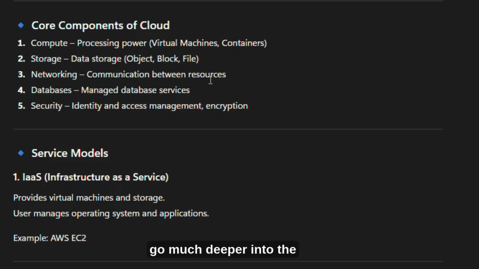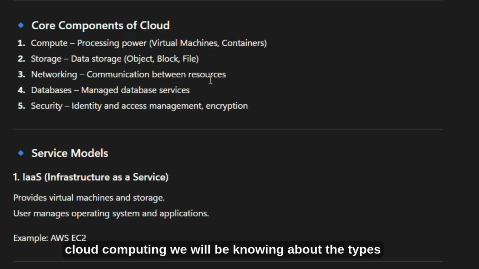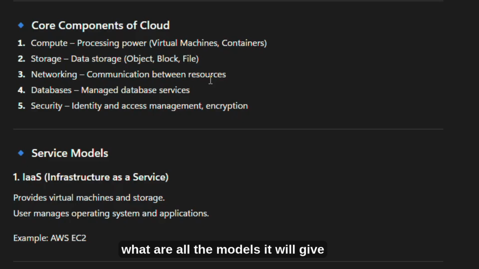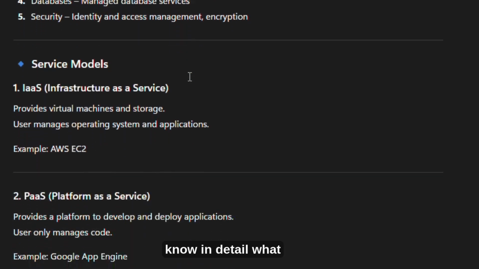To go much deeper into cloud computing, we'll be learning about the types of cloud computing. What are the models? It gives IaaS, PaaS, and SaaS. What are these? We'll know in detail.